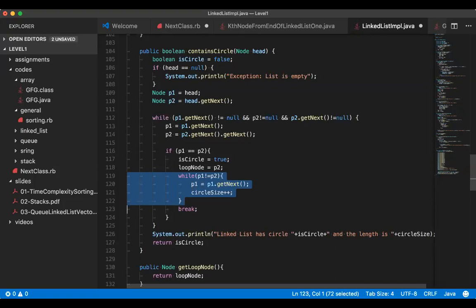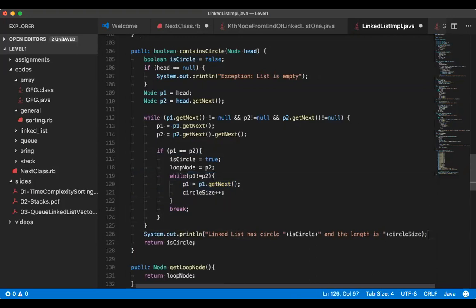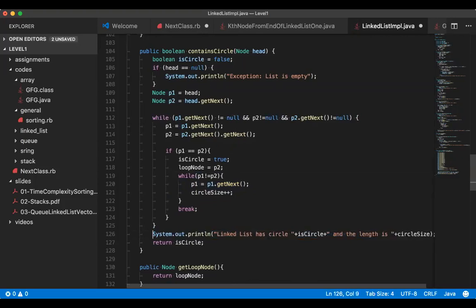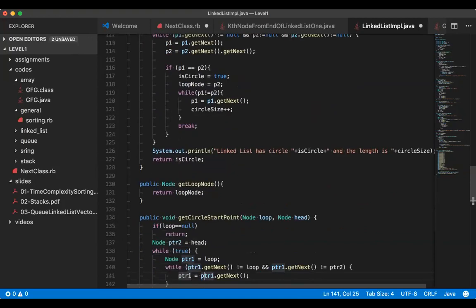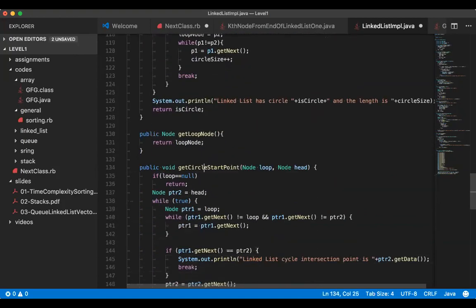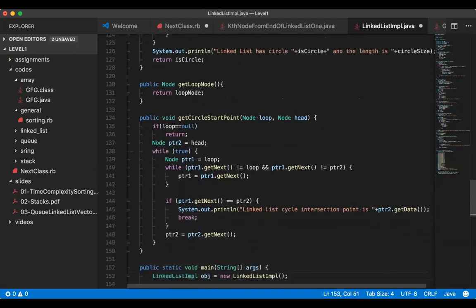Okay. So now we have found our loop. The moment we find our loop, we have also found the size of the loop, the circle size. We have our circle size, and we know this contains a circle. Otherwise, this could have just returned no circle. Okay. Now, the next part is to get the circle starting point. So, Santosh, what are you trying to do here? How do we find the starting point of the circle?